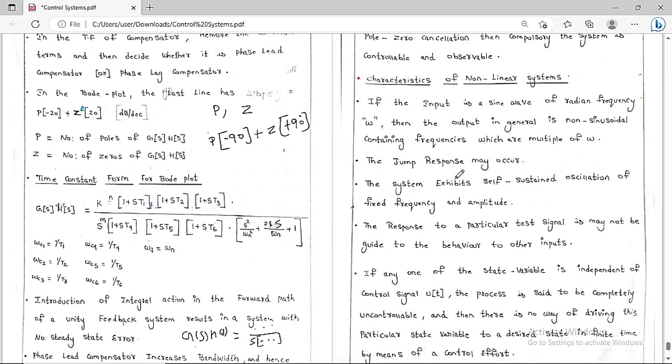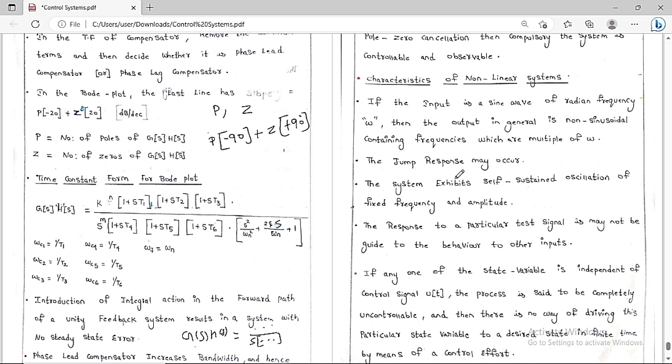The next point is the characteristics of the non-linear system. Now we are going to discuss some characteristics of non-linear systems.